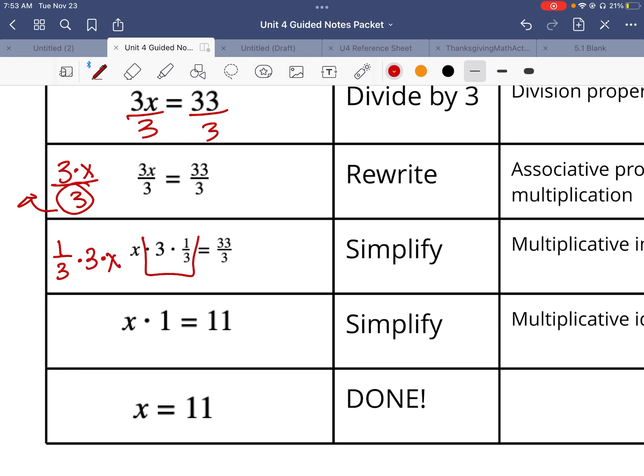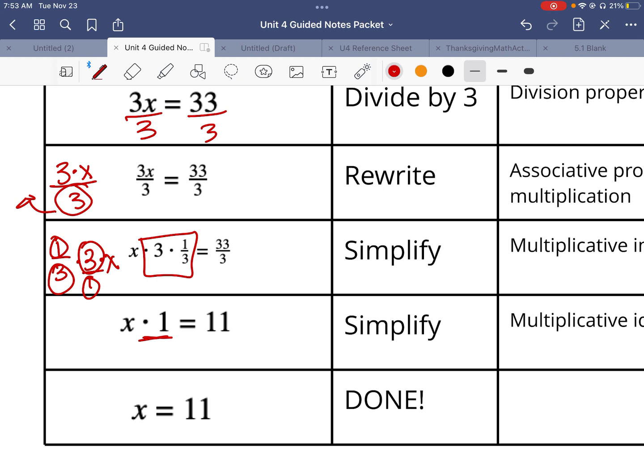Okay. 3 times 1/3, by the multiplicative inverse that we've already talked about, that's the same as 1/3 times 3 over 1. Here's your matching. That's going to equal 1 every time. So it equals 1. And then when we do x times 1, we know by the multiplicative identity that times by 1 doesn't do anything, so we can just get rid of it, and we end up with x equals 11.